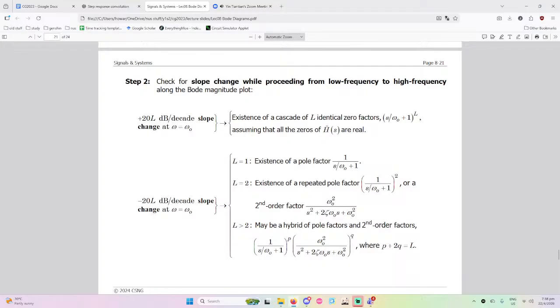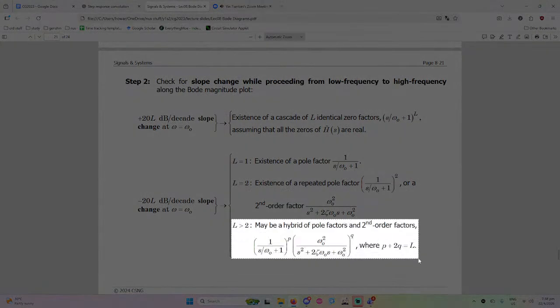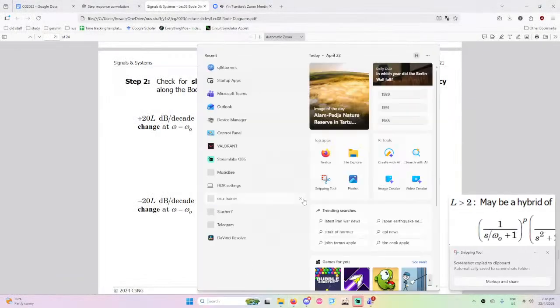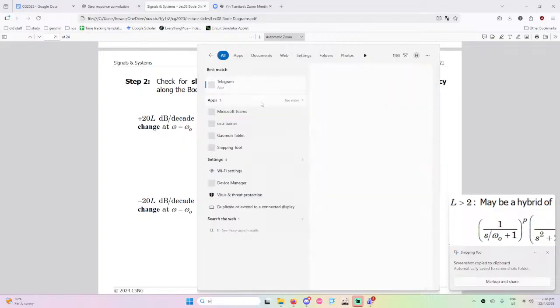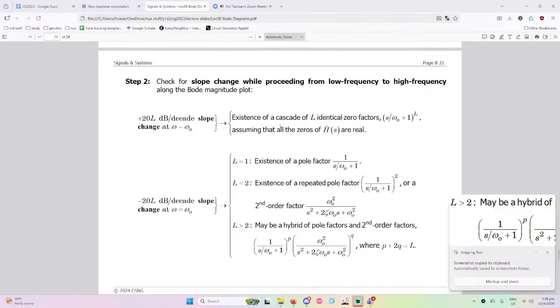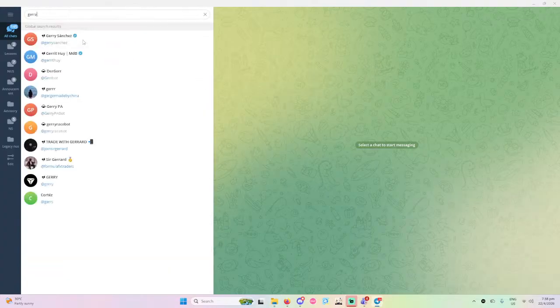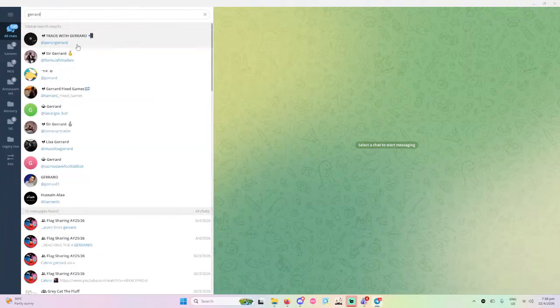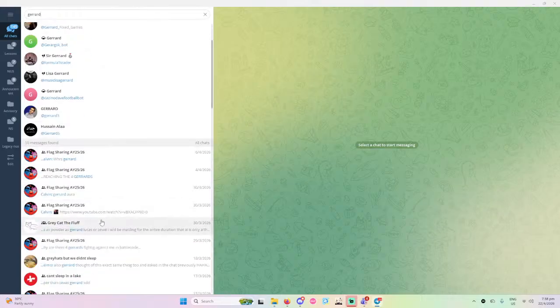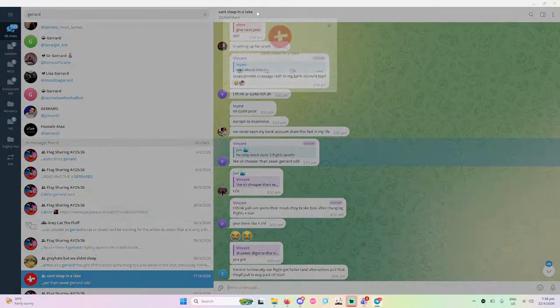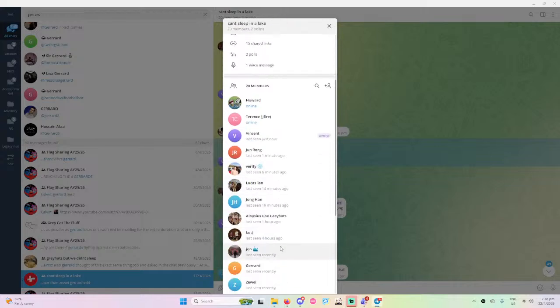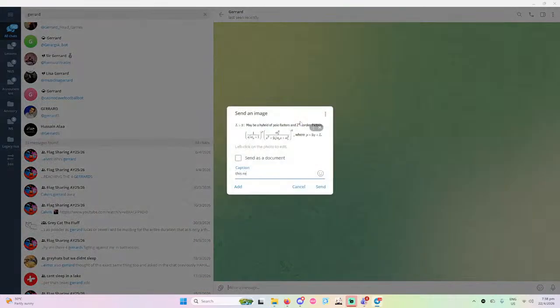And then if we have the slope change equal to minus 20 dB per decade, and it happens at omega equal to omega naught. So if L is equal to 1, it means that the slope change is minus 20 dB per decade. If the slope change is equal to minus 20 dB per decade, from this table, we know that it should be a pole factor. So it should be a pole factor with transfer function equal to 1 over S over omega naught plus 1. And then if L is equal to 2, then the slope change is minus 40 dB per decade. Then there are two cases.